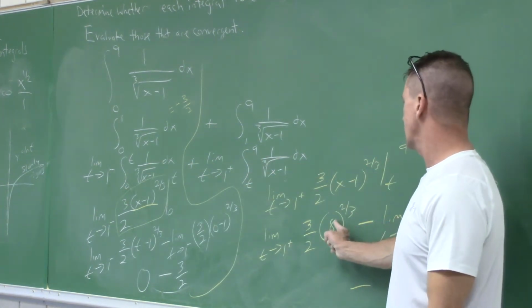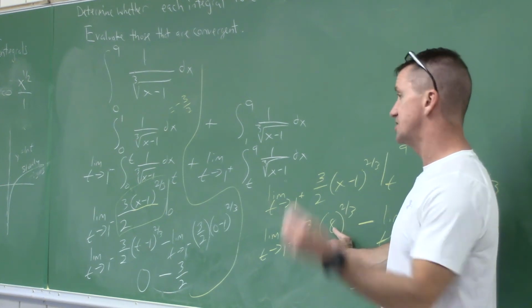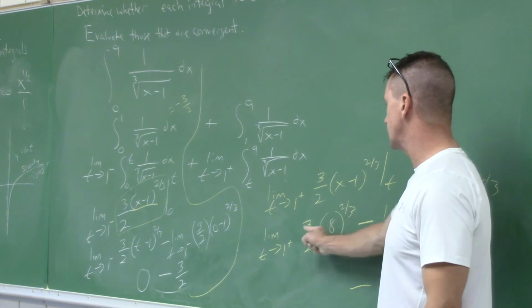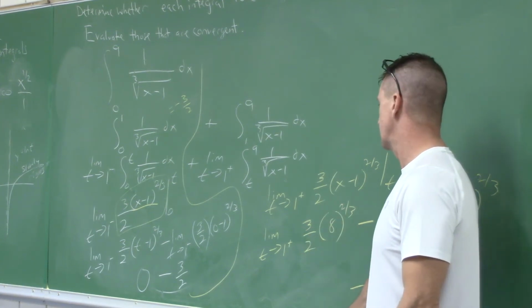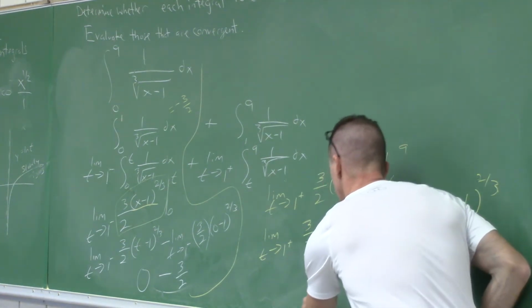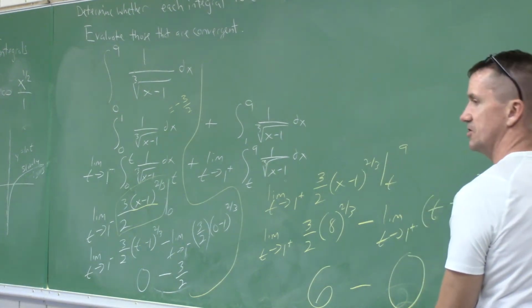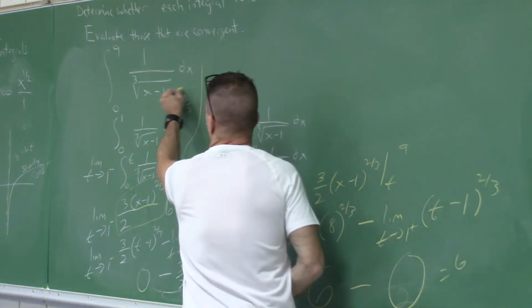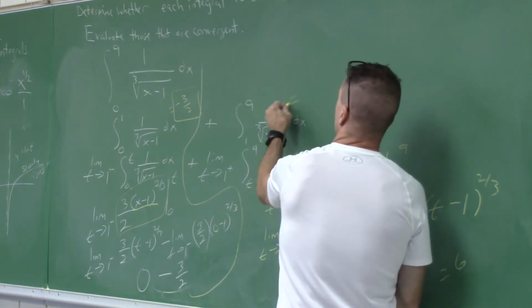Can you help me do this number? Cube root of 8 is 2. 2 squared is 4, and then I need 4 times 3 halves. 6. So the right side converges to? 6. So the final answer, what's negative 3 halves plus a 6?